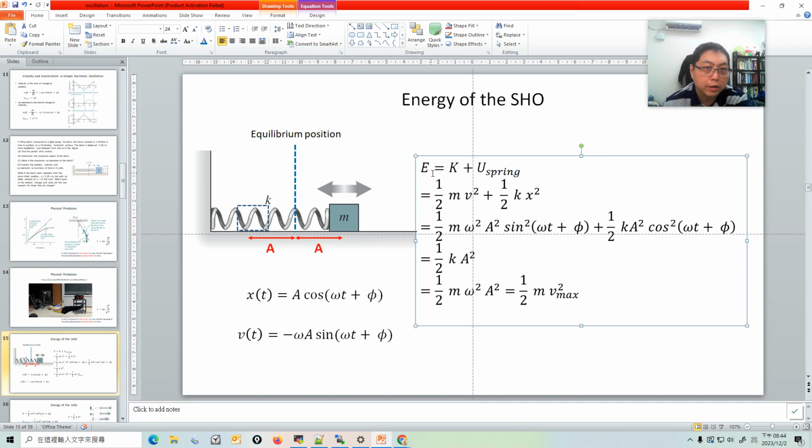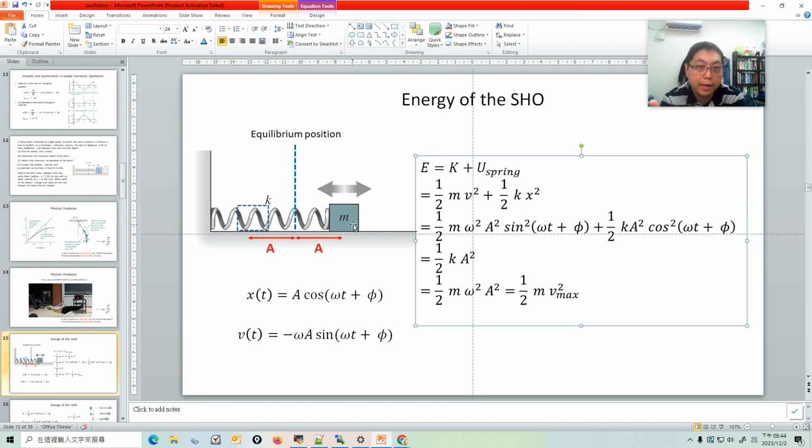We have learned energy conservation: the total energy of the system is the kinetic energy plus the potential energy. Kinetic energy is very simple, 1/2 times mass times velocity squared. In this system, we assume the motion is on a horizontal surface, so there is no height change and no gravitational potential energy.